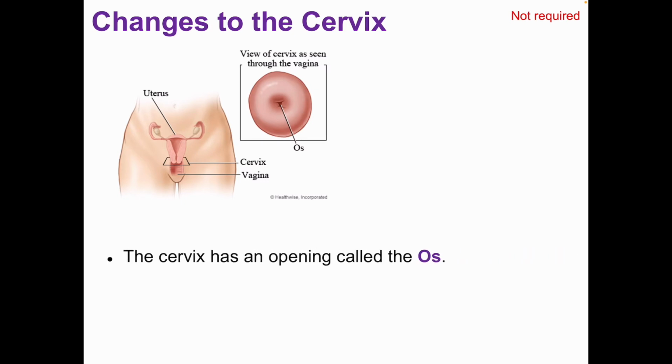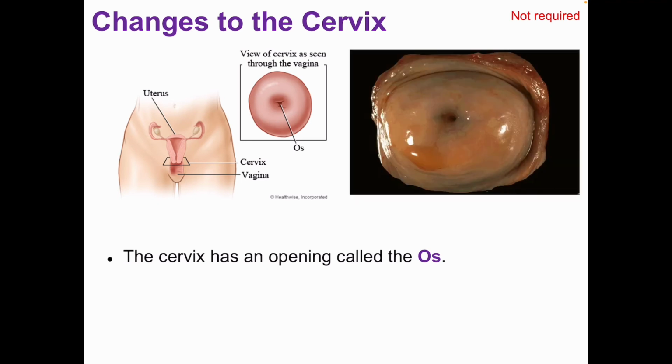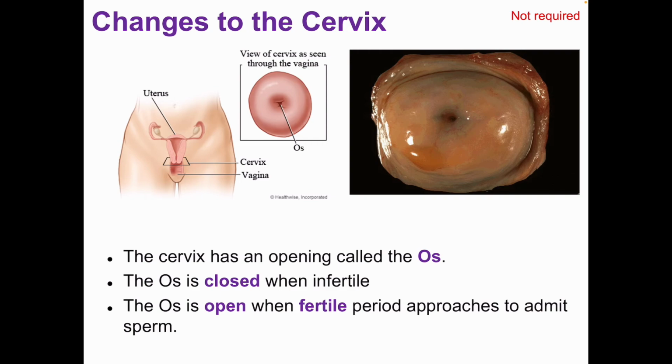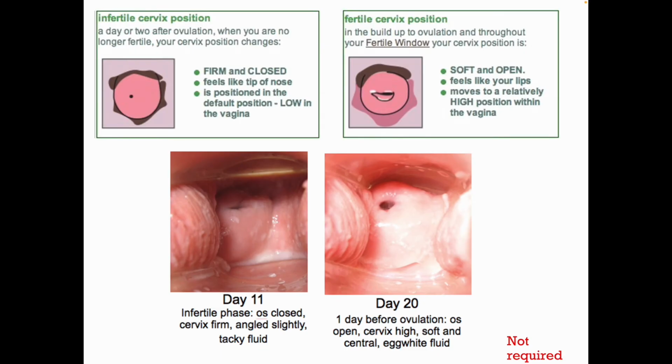Right, other things that can happen, although you're not actually required to know this for the course, is changes to the consistency of the cervix. The opening of the cervix is called the os, and for most of the menstrual cycle, the os is tightly closed. However, just before ovulation, the cervix will become softer, the os will open to allow sperm through. And that coincides with the fertile period.